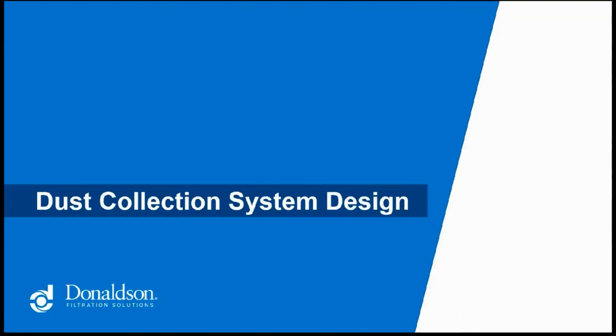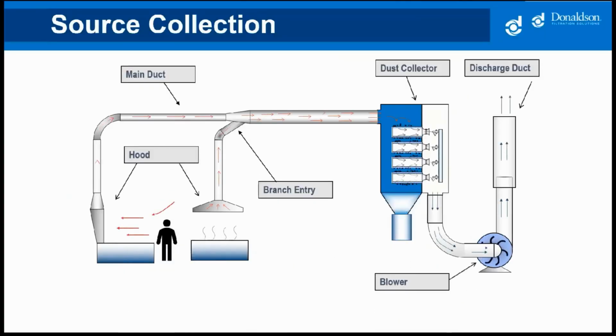Hey, Jason, thanks. Let's talk about the basics of dust collection systems for woodworking. Here's a diagram of a typical dust collection system. You have a blower or a fan that creates an airflow, which is used to capture dirty air with the hood and then convey the material through a series of ducts to the dust collector.